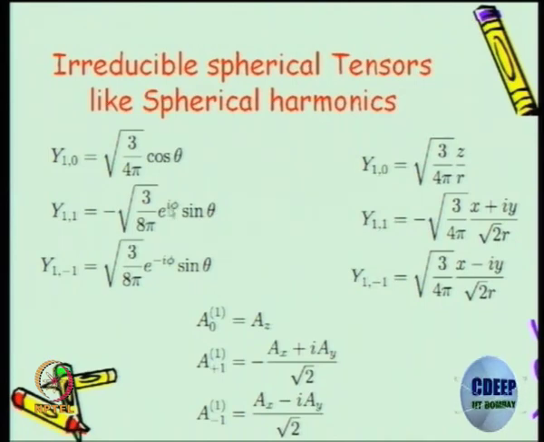Y_1^1 has an e to the i phi, which you can write as cos phi plus i sin phi, right? And there is a sin theta. If you resolve them into components, what you get here is minus of x plus iy. And if you look at Y_1^-1, it is x minus iy. Okay? Clear? You remember these things.